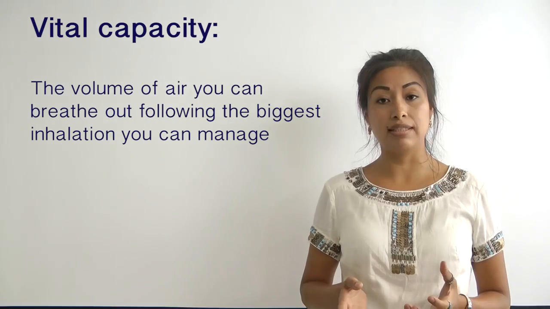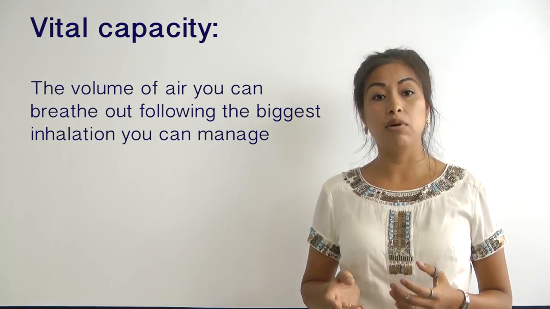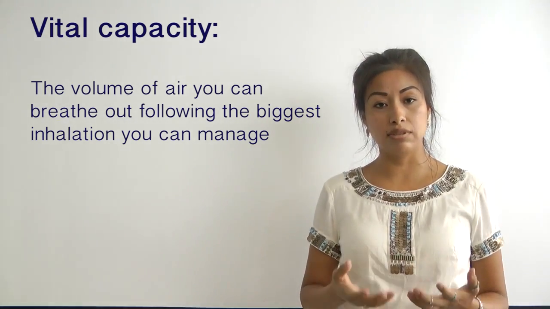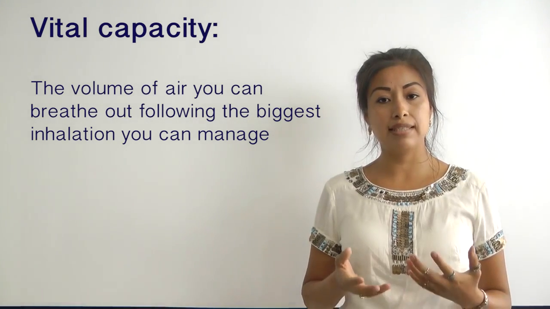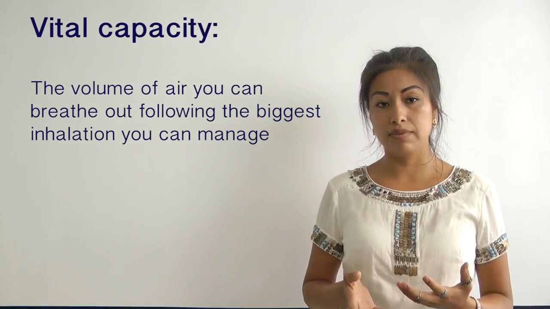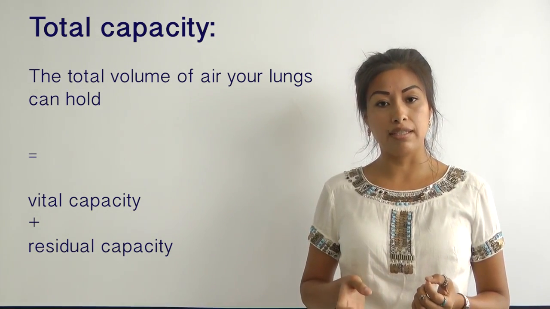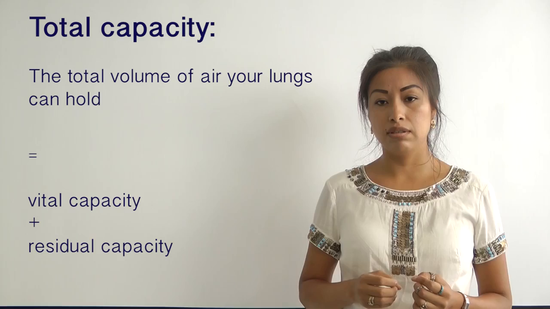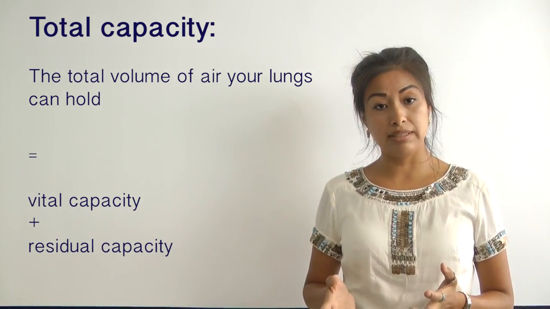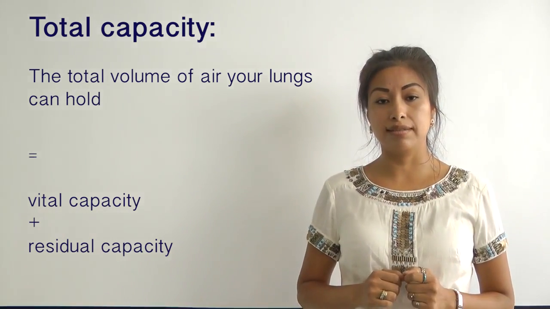Other useful measures of the lungs' function are vital capacity, which is the volume of air you can breathe out following the biggest inhalation you can manage, and total capacity, which is the total volume of air your lungs can hold, which is the vital capacity plus the residual volume. Those measures of lung function can give important information for managing respiratory disease such as asthma.